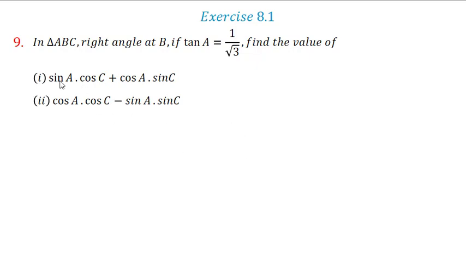Now for this first problem, sin A cos C plus cos A sin C, you will get the answer as 1, right? This is one formula which we are going to study in 11th standard, but for the time being you have to put individual values and then find the answer. Similarly, cos A cos C minus sin A sin C, here again we will get the answer as 0. You solve it yourself and see what answer you are getting. You have to put the respective values.